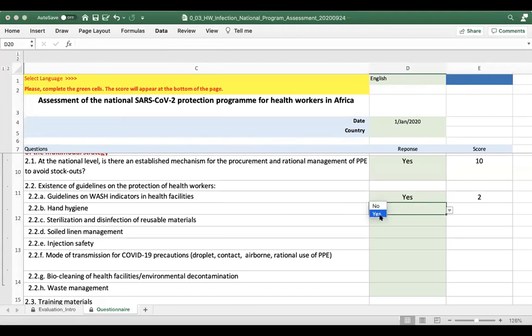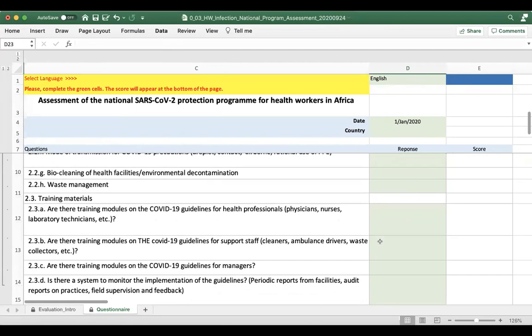After you have completed each one of those responses and your scores have been populated, you can then move on to 2.3, which is talking about the specific availability of training materials for healthcare workers related to COVID-19. And under 2.3, you'll see specific individual questions related to training materials and training platforms for health workers, auxiliary staff, and managers.